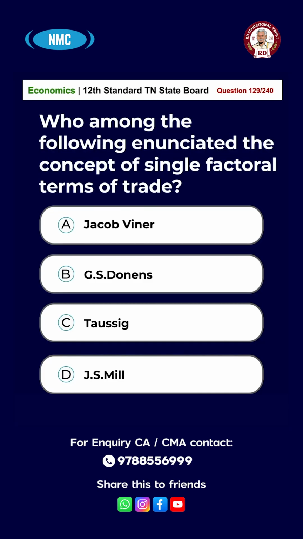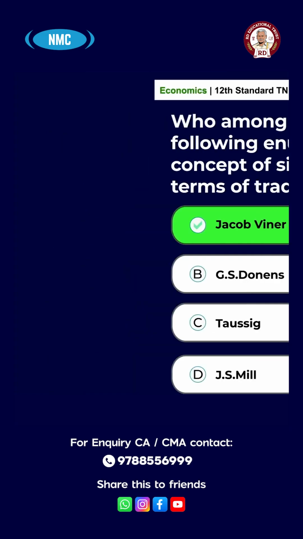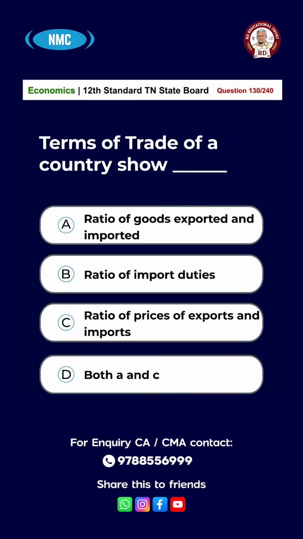Question number 129. Who among the following enunciated the concept of single factoral terms of trade? A. Jacob Viner, B. G.S. Donens, C. Taussig, D. J.S. Mill. The answer is option A. Jacob Viner.